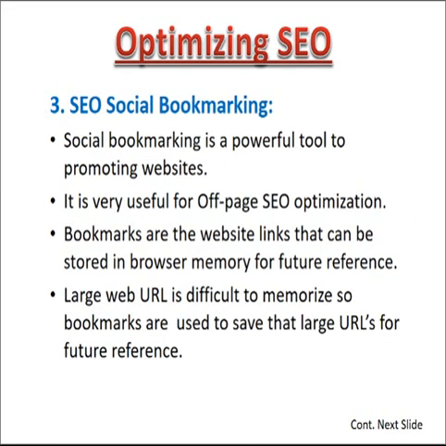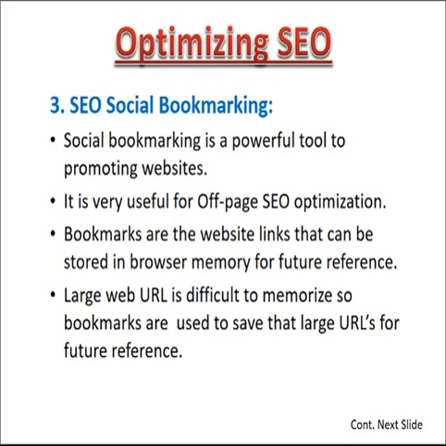Next one is SEO social bookmarking. SEO social bookmarking is a powerful tool for promoting your website. Promoting means we give promotion of the website on social bookmarking sites, so that ultimately the use and ranking of your website will automatically increase. So it is very useful for off page SEO optimization.